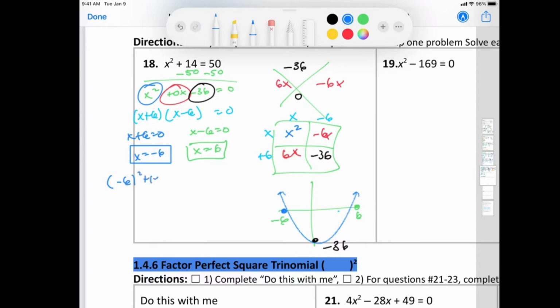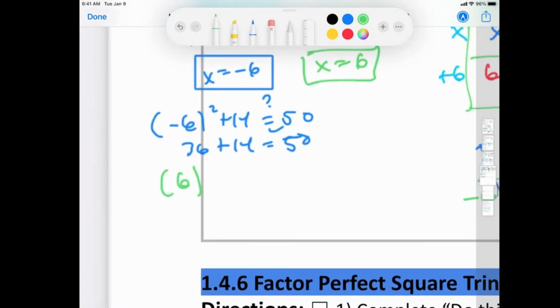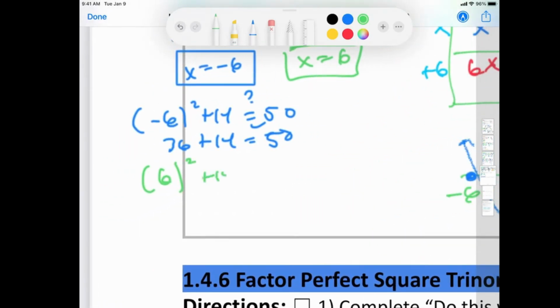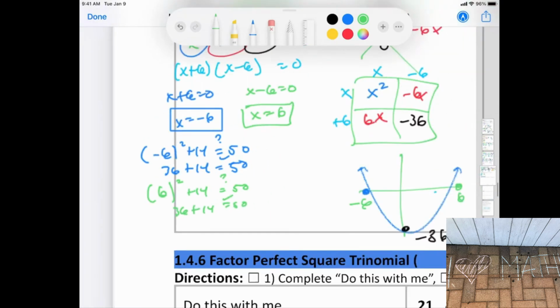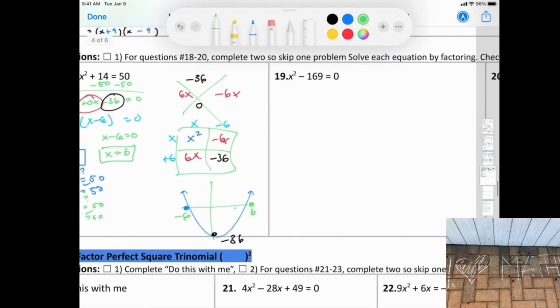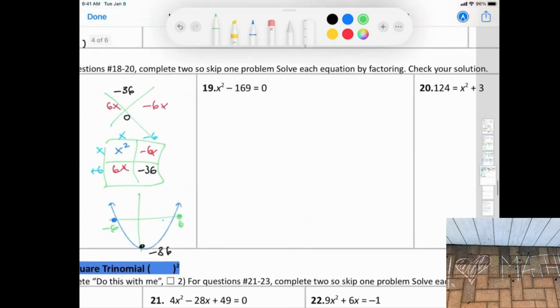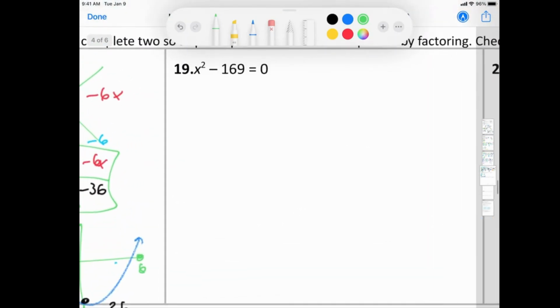Negative 6 squared plus 14, does that equal 50? 36 plus 14 does equal 50. We'll check the positive 6. And same thing, 36 plus 14 equals 50. Go ahead and try number 19. And I'll show you guys the other method.